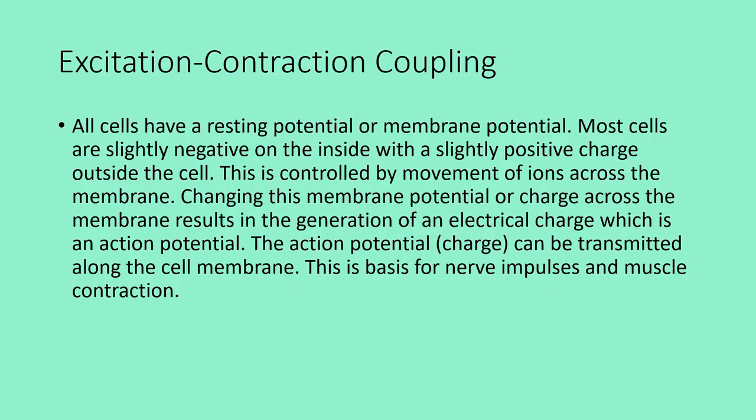So we're talking about excitation contraction coupling. What does this mean? It means that all cells have a resting potential or a membrane potential, depending on which book you use, either term interchangeably. What does that mean? It means that most cells are slightly negative on the inside of the cell and slightly positive on the outside of the cell. Potential is like a charge, so you could say it has a resting charge or a membrane charge. What is that charge? It's slightly negative on the inside, slightly positive on the outside. Why is this so important?